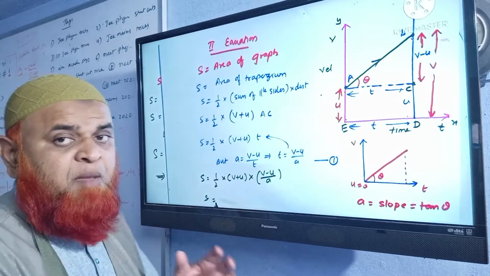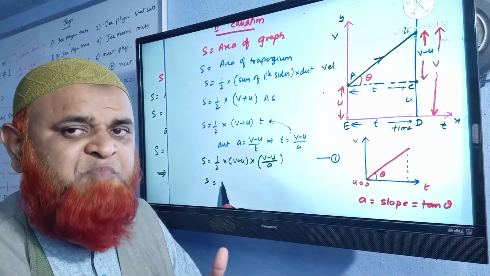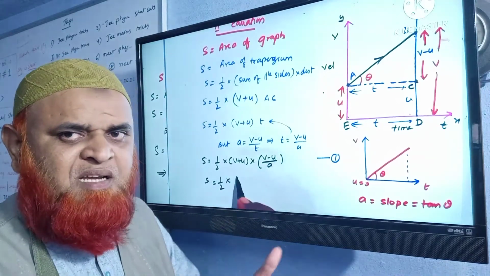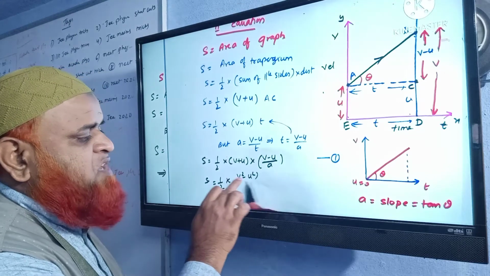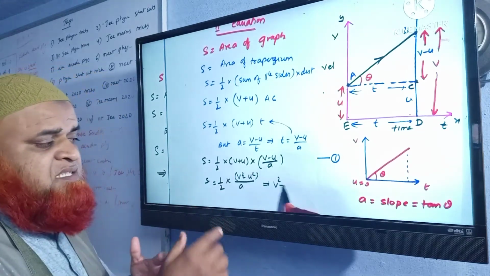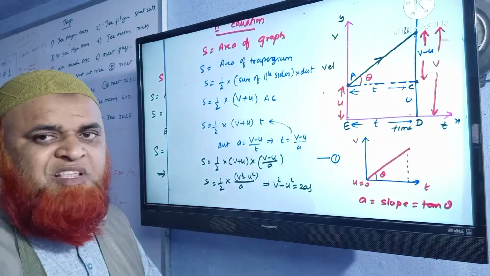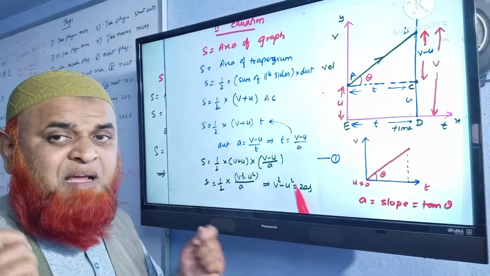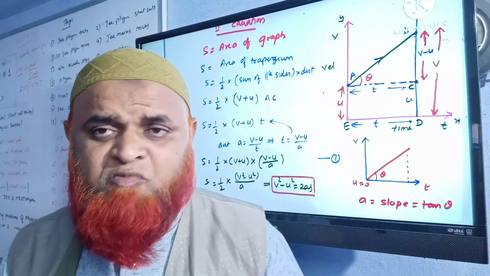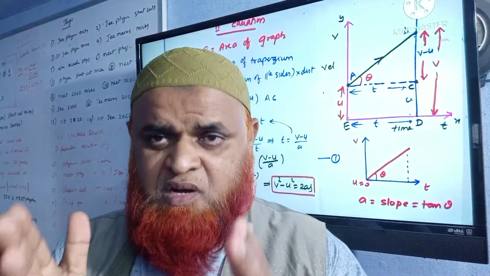This is going to become V plus U and V minus U. This is just like A plus B into A minus B, which is A square minus B square. That's it. It's very simple. So we write V square minus U square. Then V square minus U square is equal to 2AS. This is going to be the third equation. It's an amazing equation. Like this we find the equations of motion by using graphs. Hope you have understood.